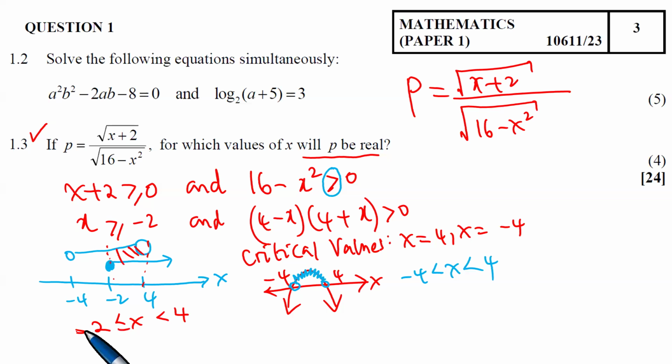Minus 2 is less than or equal to x is less than 4. So that is the answer to this question. Right. Where's the question? Any question?